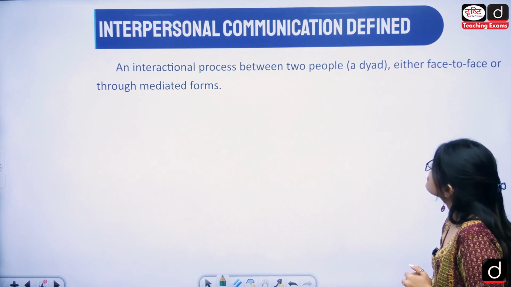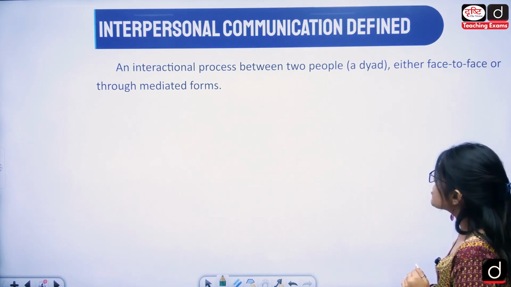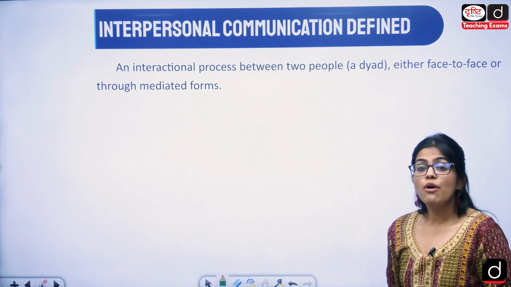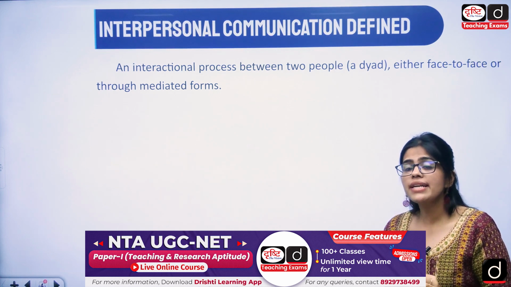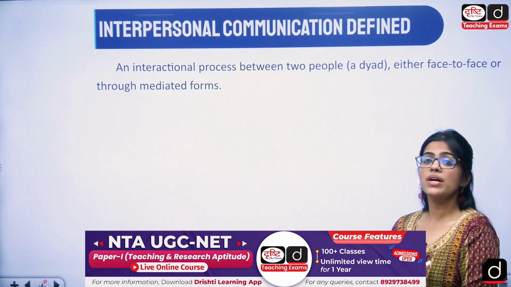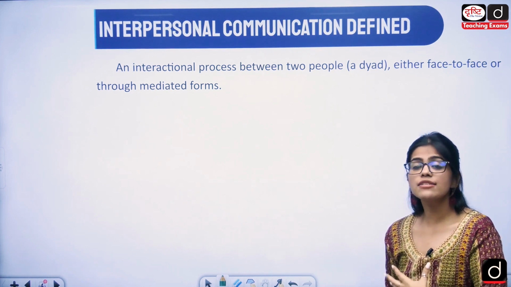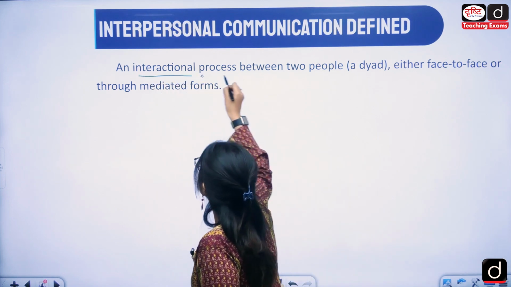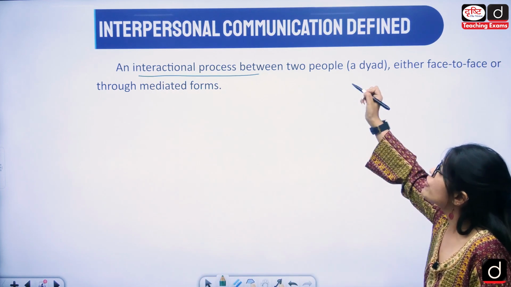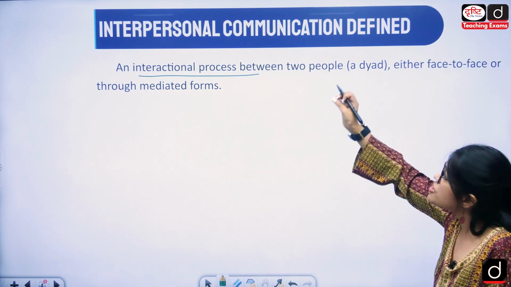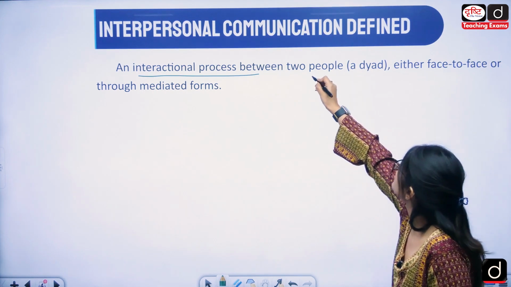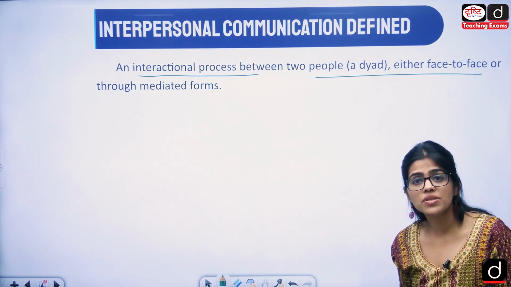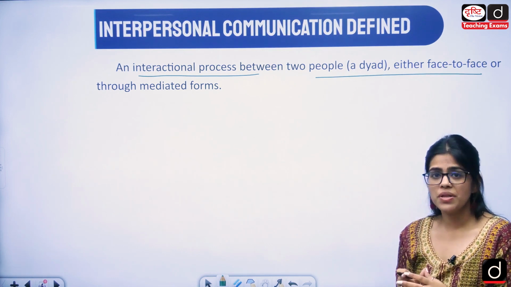Okay, so interpersonal communication defined. Interpersonal communication is basically a kind of communication that happens between two people, while intrapersonal is communication that happens with oneself. So when I'm talking to myself, that is called intrapersonal communication. But interpersonal communication is like an interactional process that happens between two people, either face to face or through a certain medium being used, right? So it can be in any way possible.